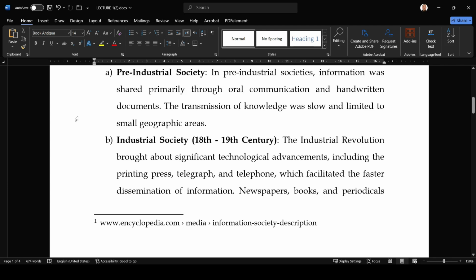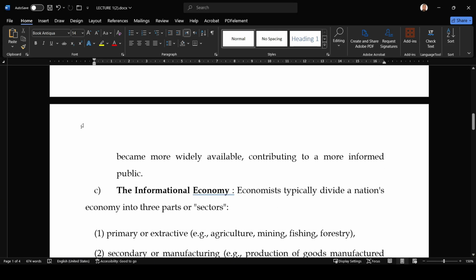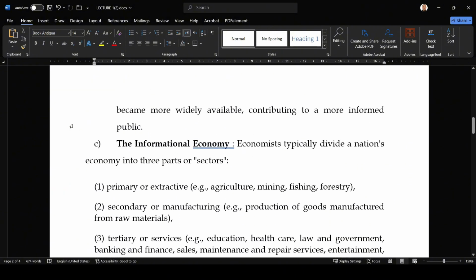B. Industrial society, 18th, 19th century. The Industrial Revolution brought about significant technological advancement, including the printing press, telegraph, and telephone, which facilitated the faster dissemination of information. Newspapers, books, and periodicals became more widely available, contributing to a more informed public.